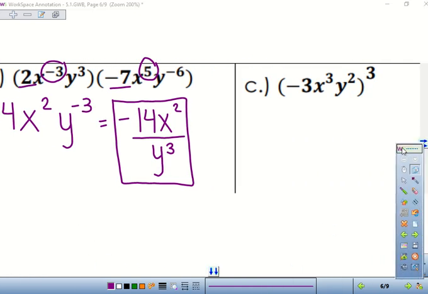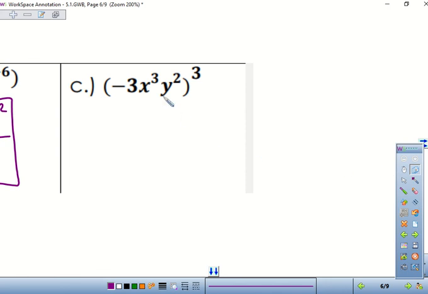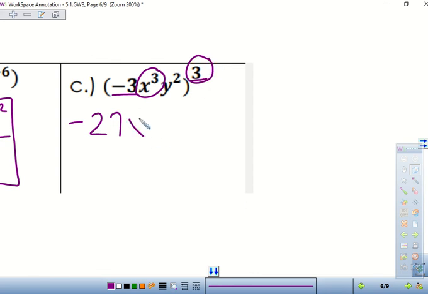All right, so this is where all the power to power comes into play. What is negative 3 to the third power? Negative 27. So that's negative 3 times negative 3 times negative 3, which is negative 27. What is x to the third, then to the third again? x to the 9. That's when you multiply. And then it's going to be y to the 6th. So try to get a grasp of the difference between when you multiply and when you add.